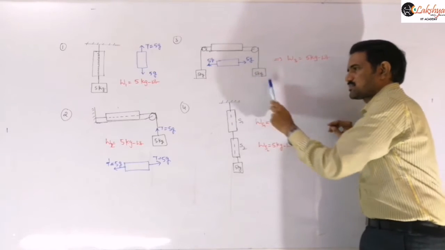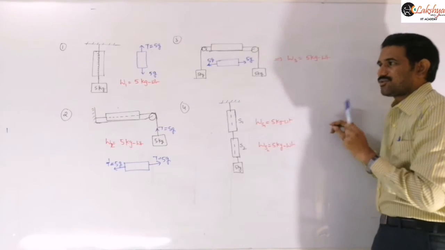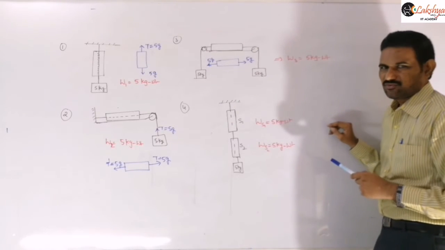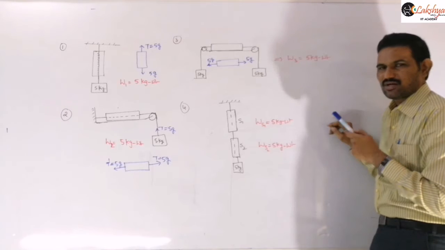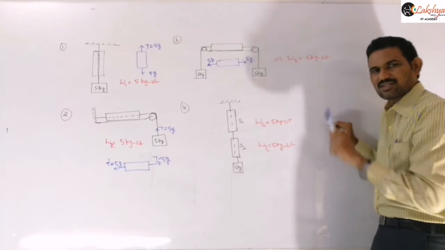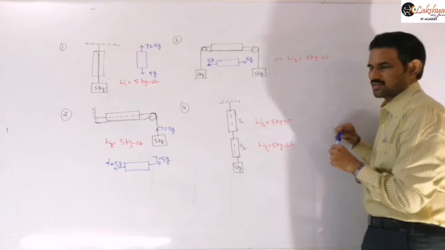And now here we can say one point, or one problem. In this third case especially, when the masses are equal, we are saying it as 5g. That means whatever the mass or weight of that block is, that is nothing but the reading of that spring balance we are saying.